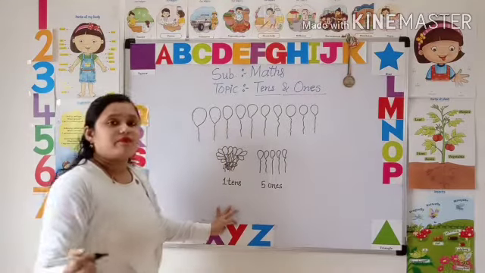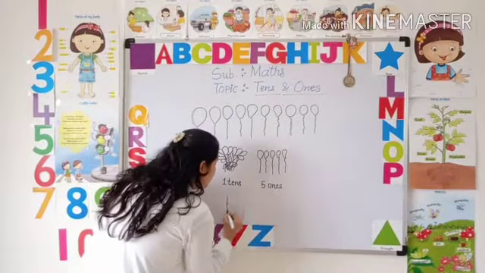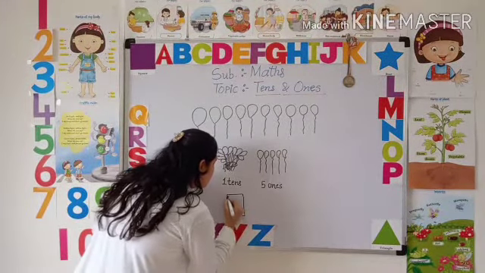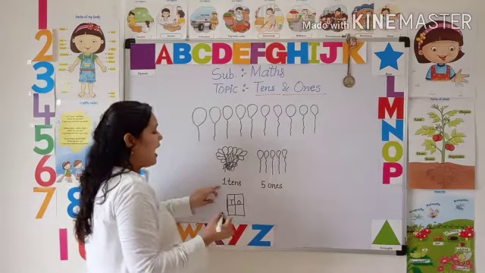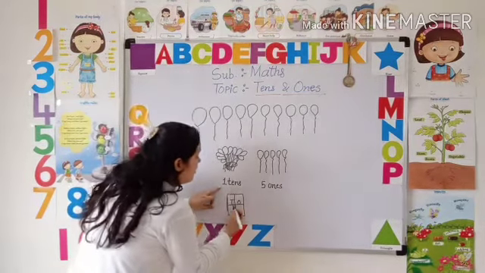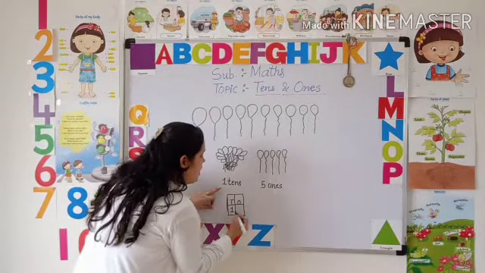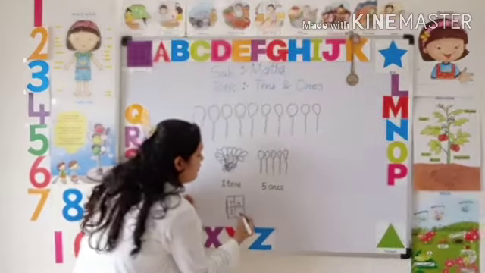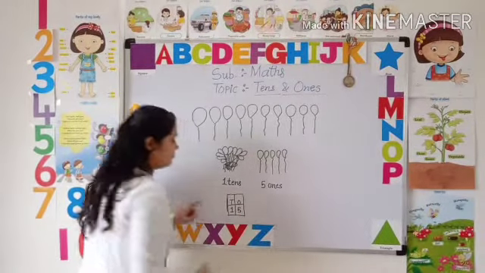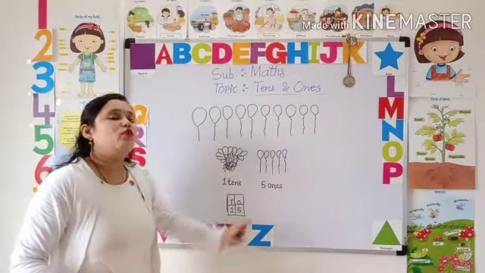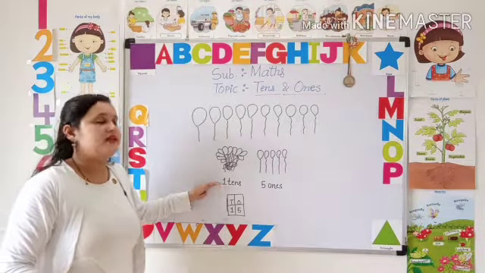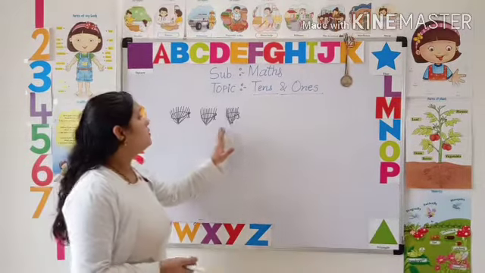So how do we represent it? Yes, I will write here 10s and 1s, and I will write 1 under the 10s column and 5 under the 1s column. 1 ten and 5 ones.